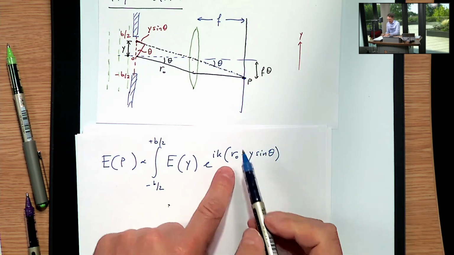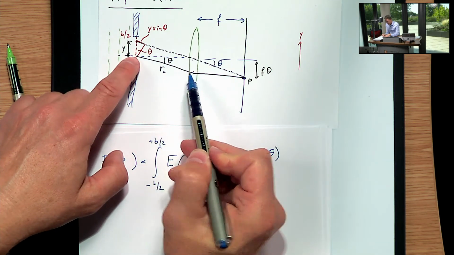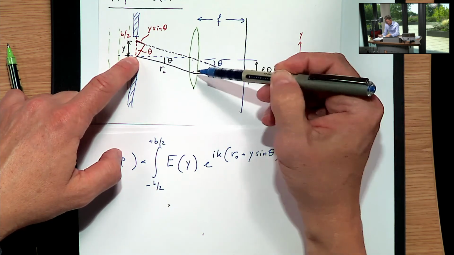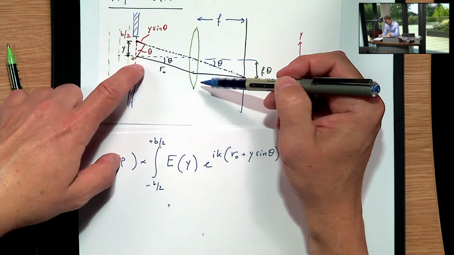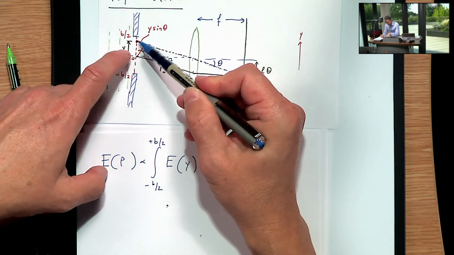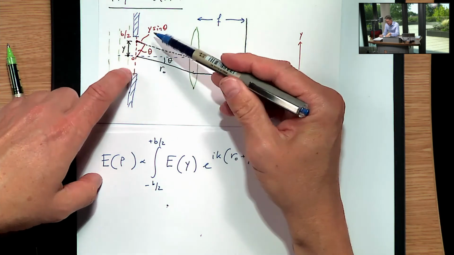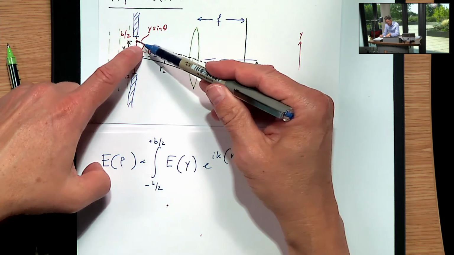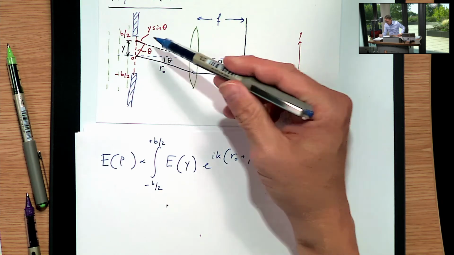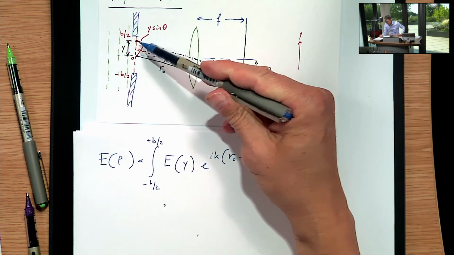Okay, so r naught is the ray that leaves from the center. So its phase is ik r naught when it arrives at P. And any other ray will have an extra phase lead or phase lag of y sine theta, whatever y is. That can of course be negative, so it can be a phase lead or a phase lag. So this one travels extra, so it accumulates extra phase, and that is taken into account by multiplying 2 pi over lambda times y sine theta and adding that in.